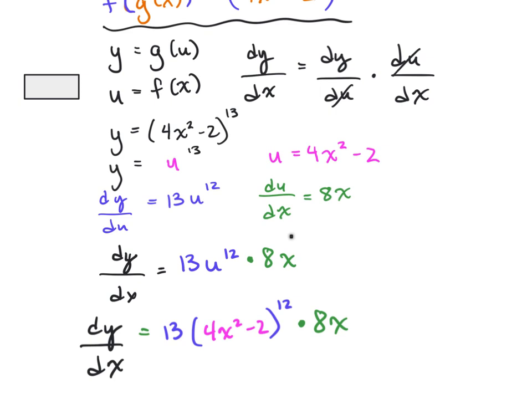And then, of course, you guys can simplify it a little bit. If you want to multiply 13 and 8, you can. Probably don't simplify that. That's too much. But that is an example. We're going to practice this a ton more next week. Let me know what questions you have.